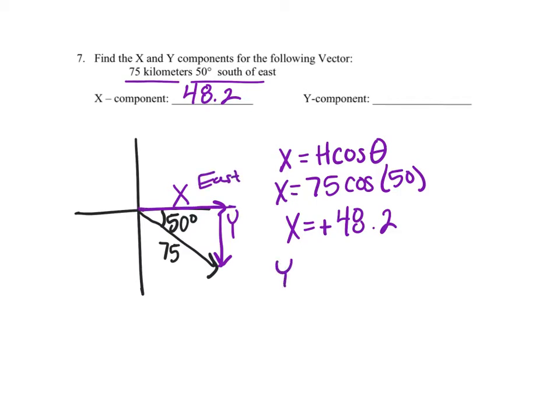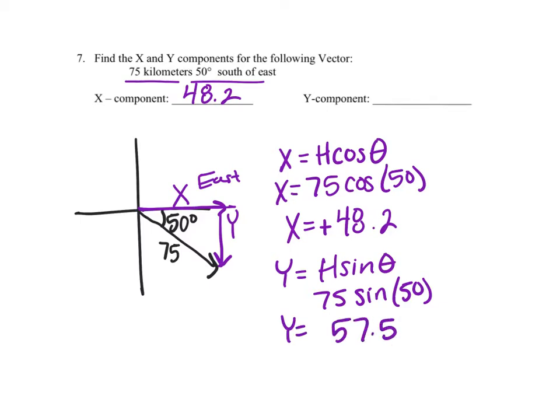Then for the y vector, our y side of our triangle is opposite of our angle, so we're going to use sine to solve for this. So it'll be 75 sine 50 degrees. Then y will equal 57.5 in the calculator, but we want to make it negative since y is going south.